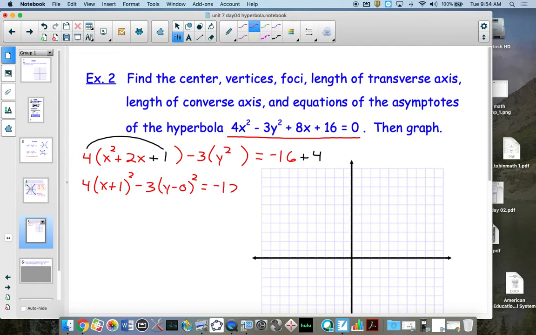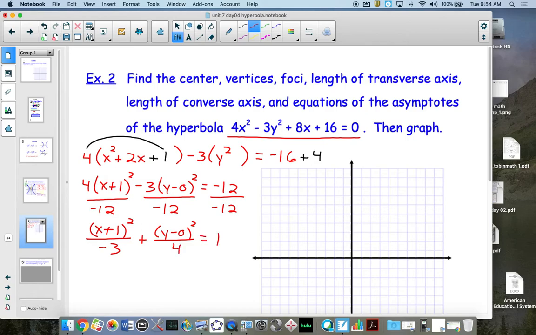Now I know you might be thinking, wait a minute, it's supposed to be a positive 1. Well, that's fine. Let's divide both sides by negative 12. And I'll divide each of these separately. So now I'm going to get x plus 1 quantity squared over negative 3 plus y minus 0 squared over positive 4 equals 1.